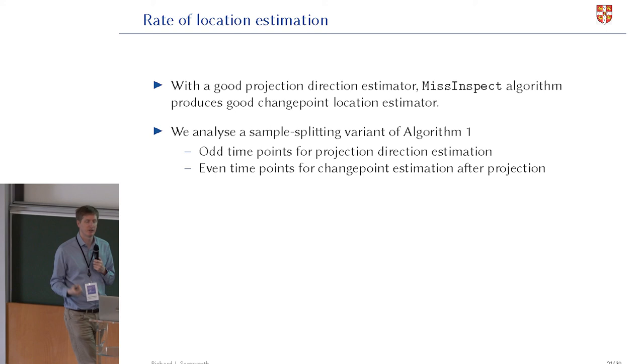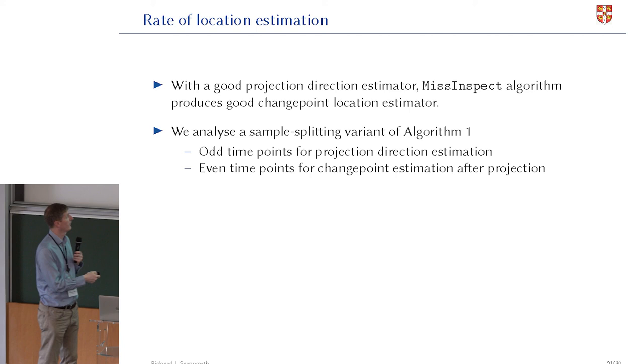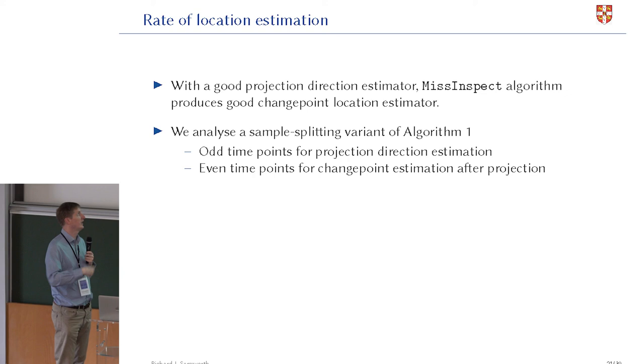And so the way we get around that is to think about a sample splitting procedure where we use the odd numbered time points to get the projection direction, and then, having computed that, we project the even numbered time points to get our univariate series. So if we're only caring about rates, we don't lose too much. This is not actually what we necessarily recommend to use in practice, but for proving theory, it's very convenient.